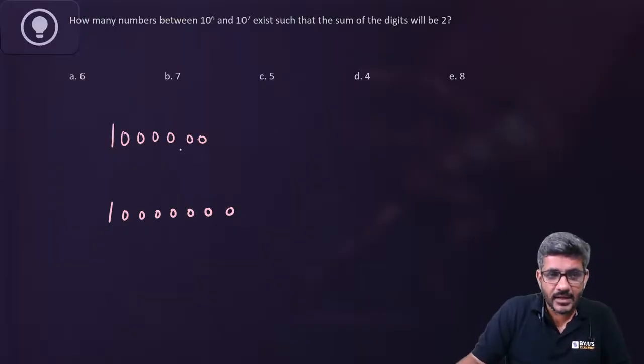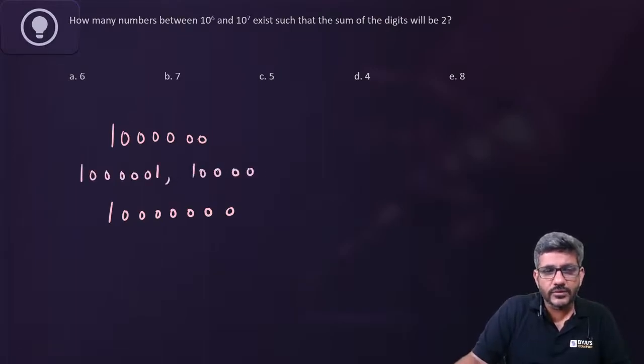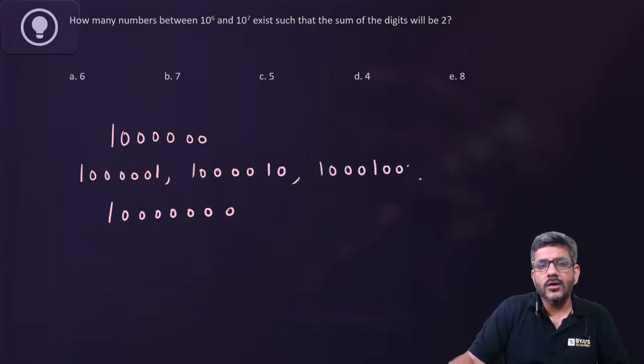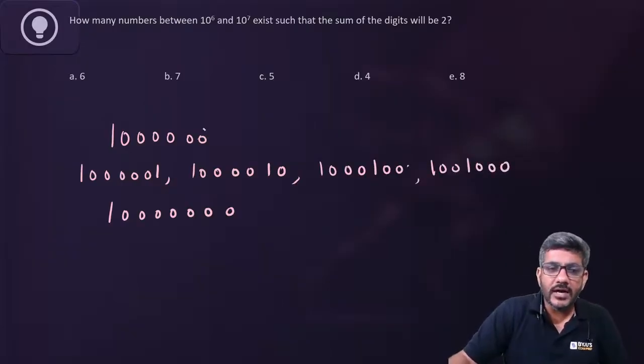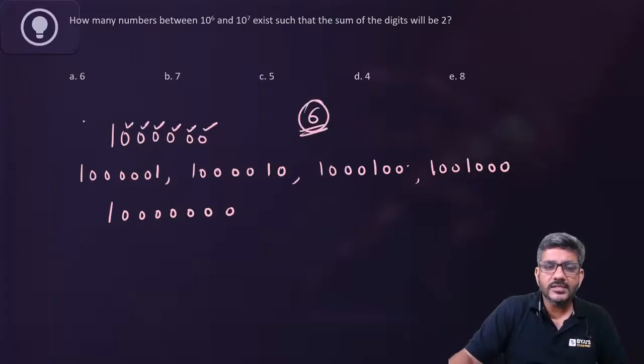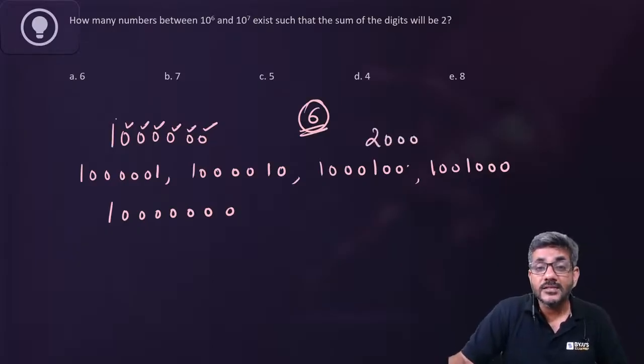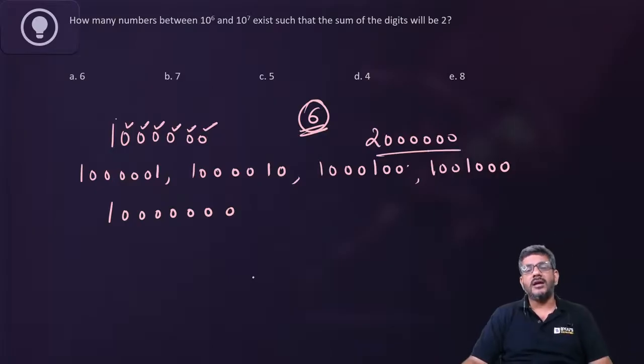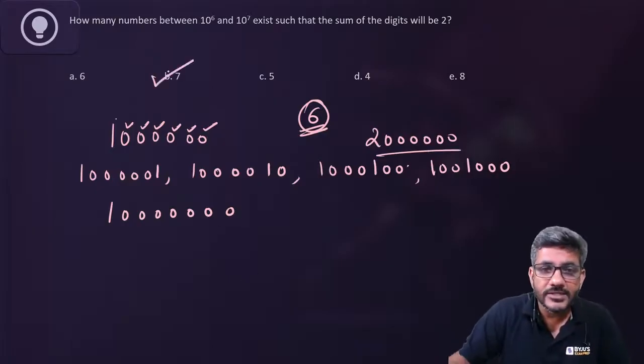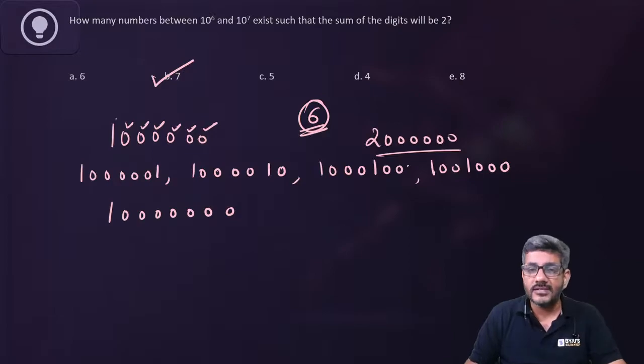If two ones are there, I can have a 1 here. I mean the number can be 1000001, or I can have 1000010, or I can have 1000100, or I can have 1001000. तो बेसिकली मैं 1 को यहां लिख सकता हूं, यहां पे, यहां पे, यहां पे, यहां पे, यहां पे. There are 6 numbers such that the first digit is 1 and any one of them is 1, and there is one number when the first digit is 2 and all others are 0. So ultimately I have a total of 7 numbers in which the sum of the digits can be 2, and 7 is the right answer.